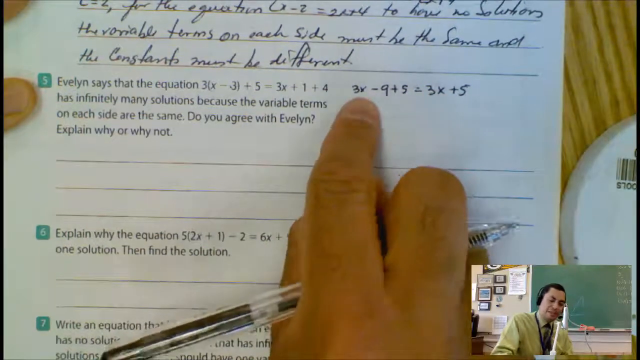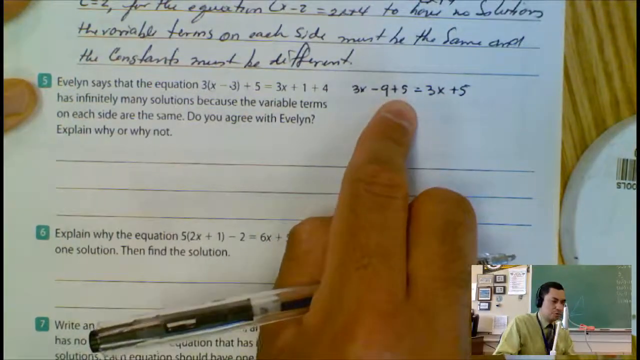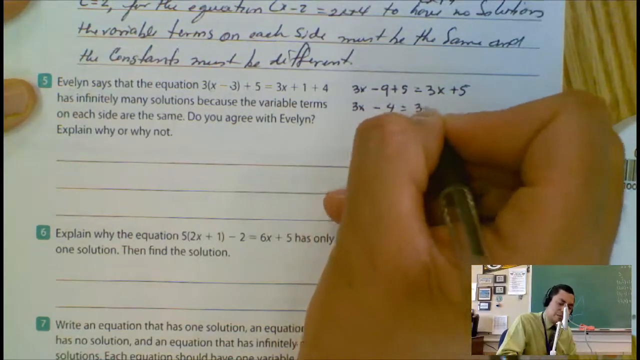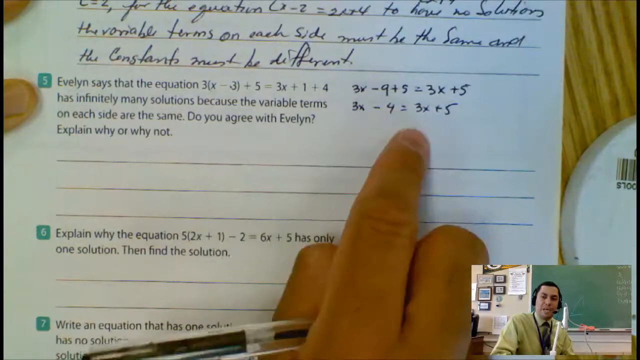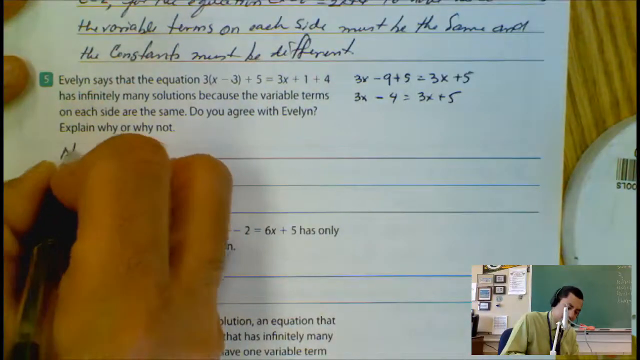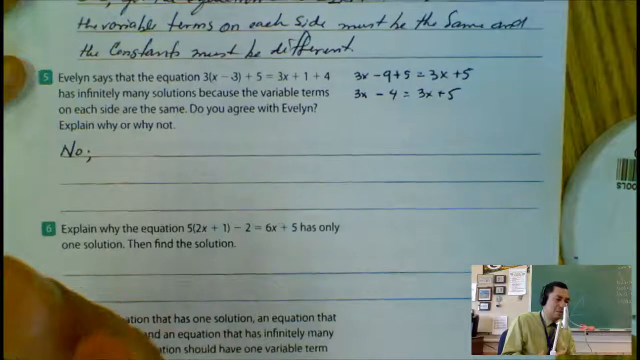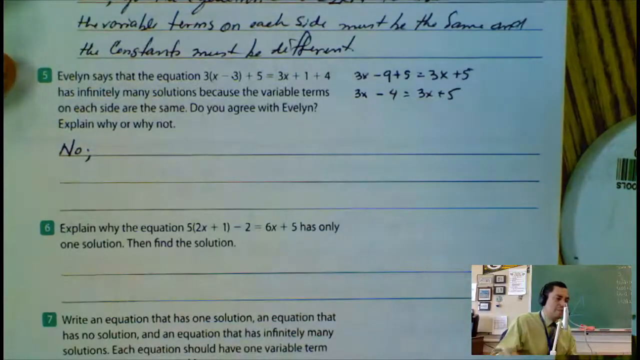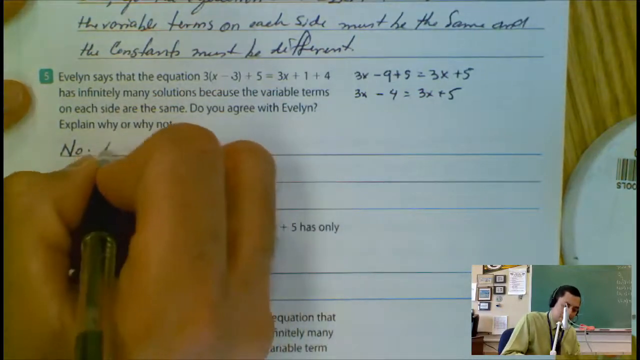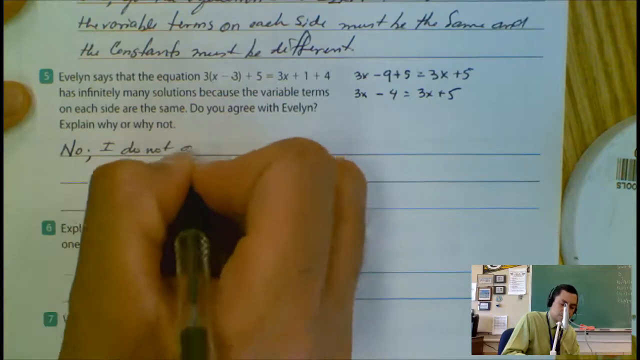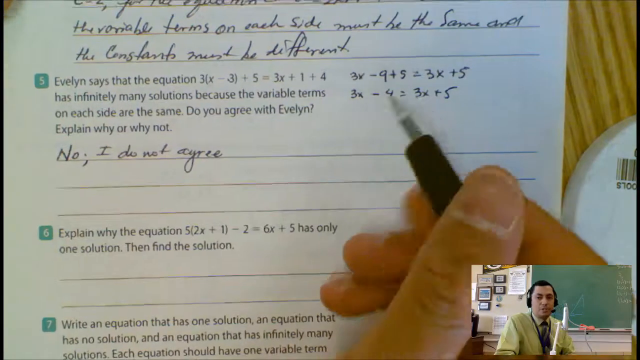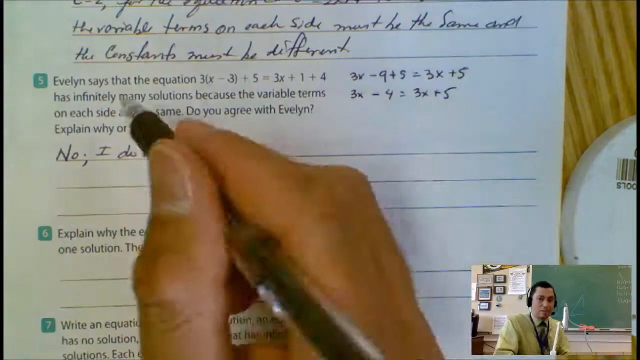Okay. Now look at this one. Negative 9 plus 5 is, in this case, negative 4. So 3x minus 4 equals 3x plus 5. Coefficients are the same. Y-intercepts are different. That's no solution. So in this case, no, I do not agree with her. Because when you simplify, the constants are different. So I'm going to leave it there, number 5.